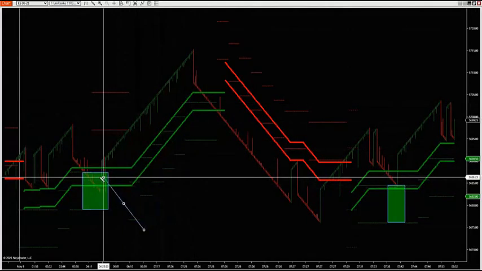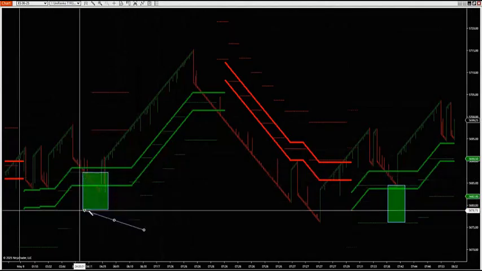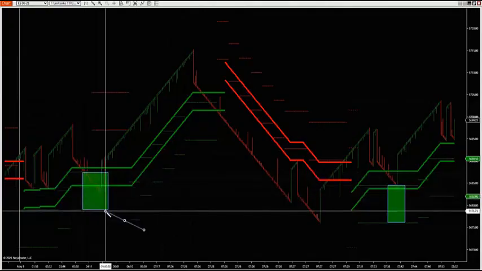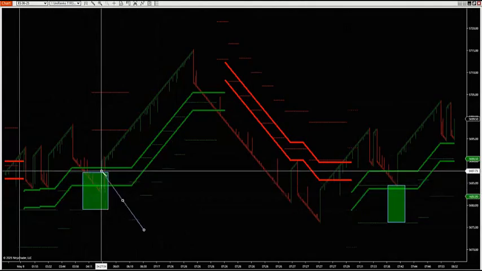So what we do is we get inside of these 25 sim zones. Once price gets inside of it, it does not close below market structure before the reversal. There's market structure. Gives us a nice reversal.